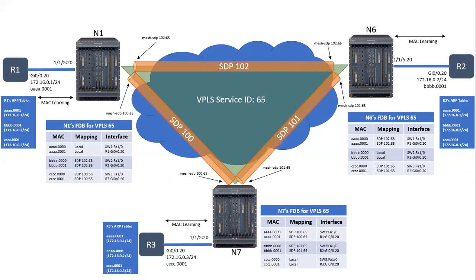N6's forwarding database for VPLS 6.5 knows that these MAC addresses that begin with B are local or directly connected. And in N7's forwarding database, it knows that these MAC addresses that begin with C are directly connected as well.